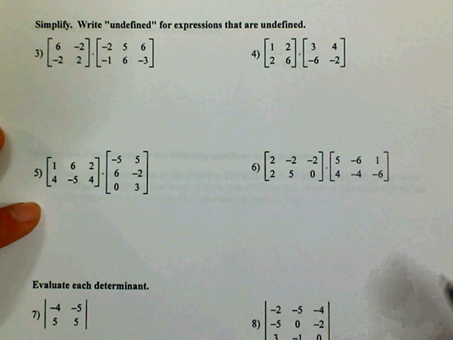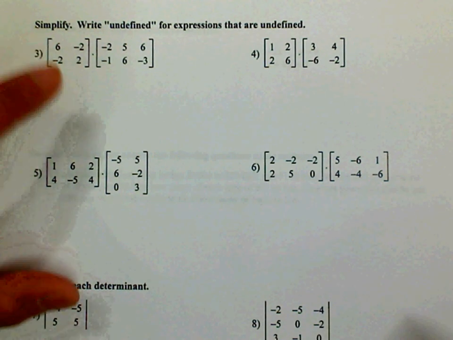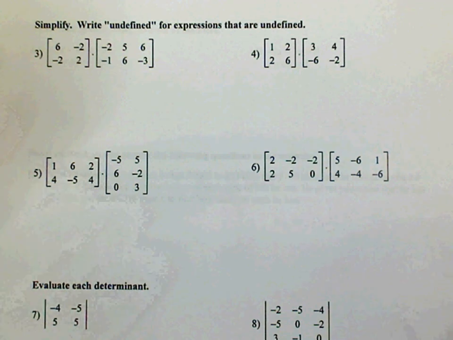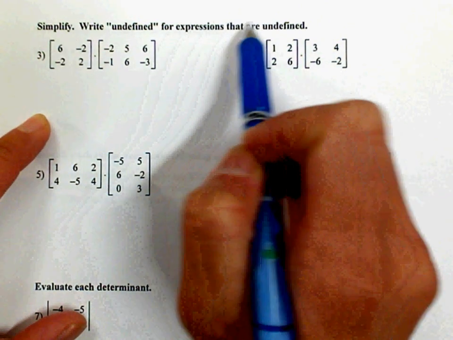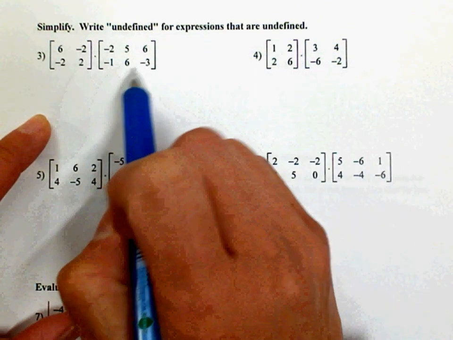This is matrix over unit 3. So notice this is straight calculator. I don't need to see any work unless you're just dying to show me work. Alright, simplified, right? Undefined for expressions that are undefined. So we are going to multiply these.